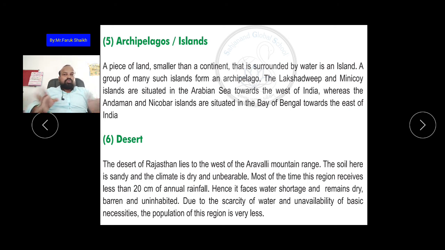people do not live there, and due to the scarcity of water and unavailability of basic necessities, there is a great shortage of water. Also, the basic necessities are not easily available, and that is why the population in this region is very less, the population here is very low.